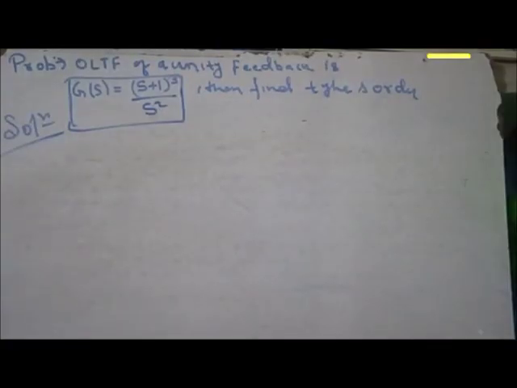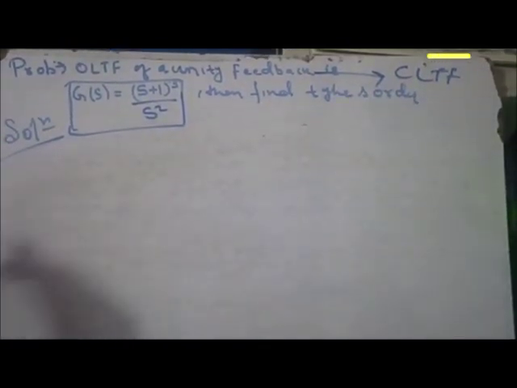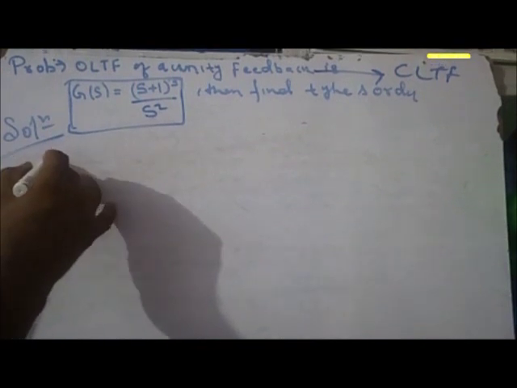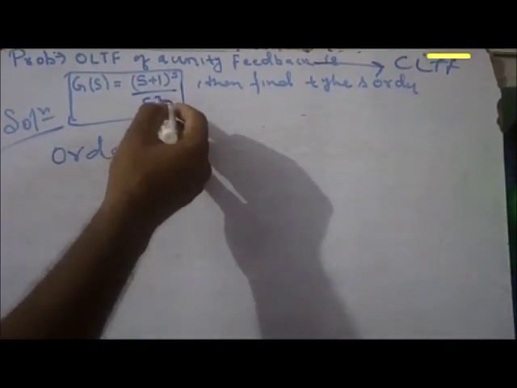Now see the problem. The open loop transfer function of a unity feedback system is G(s) = (s+1)^3 / s^2. Find the type and the order. Here the open loop of a unity feedback system is nothing but the closed loop transfer function. So what will be the order? Order will be nothing but the number of poles at the origin, so it is 2. So order is 2.